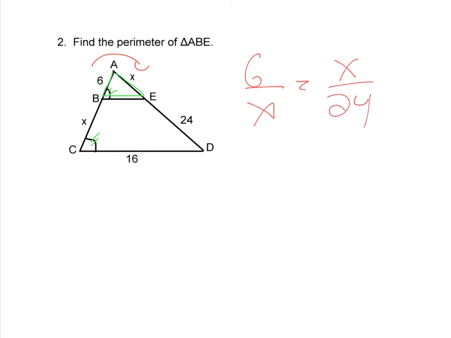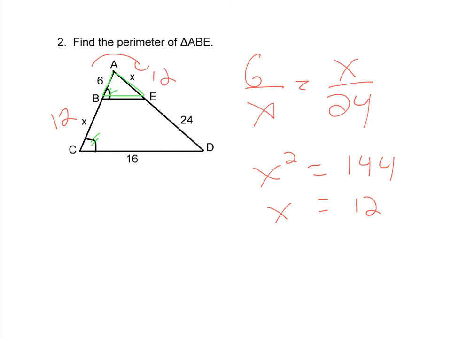I'm now going to cross multiply, and I get x times x, x squared, is equal to 6 times 24, which of course is 144. Take the square root of both sides. X is equal to 12. So x is 12.